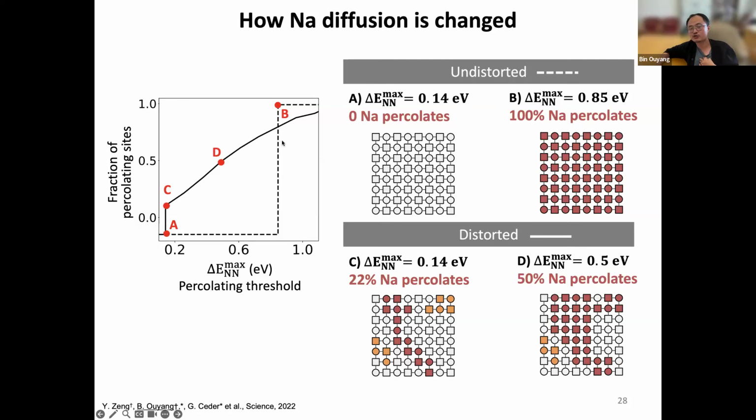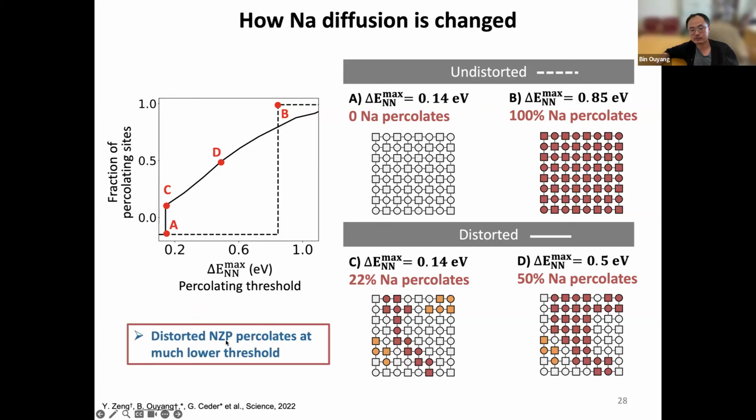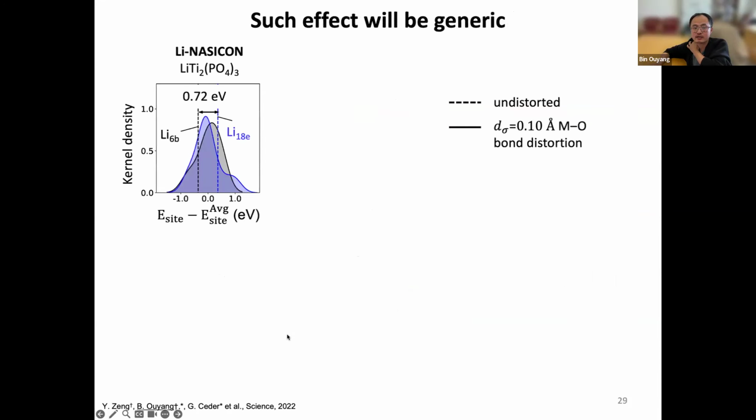So you eventually lose roughly half of the carrier concentration, but you gain a lot by taking the exponential of the lowered activation barrier. So we sort of proved, at least for the sodium NASICON structure, that distortion is going to help percolation at much lower site energy differences. And then we try to generalize it to other structures.